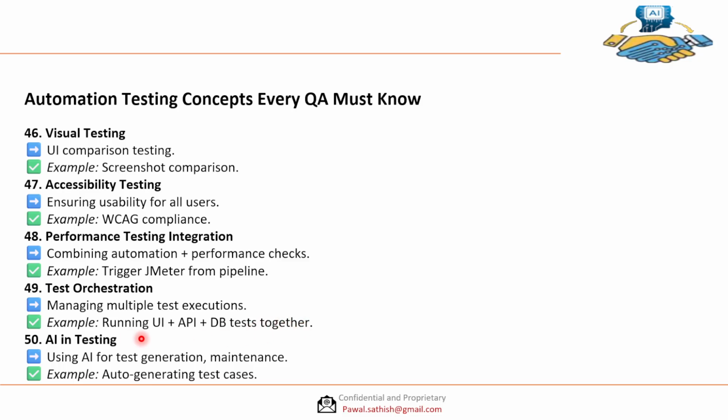And then the last concept, AI in testing. AI in testing has come up nowadays. Using AI in automation testing, we can generate scripts and handle maintenance. Like using ChatGPT, we can create a test script. So these are all the automation testing concepts and terminologies that everyone should know.